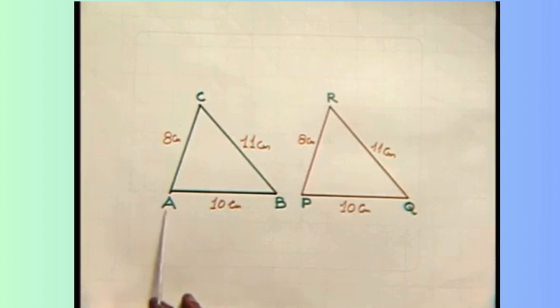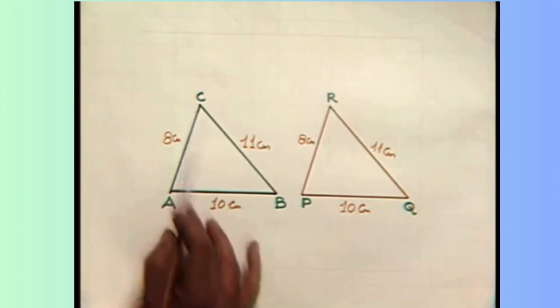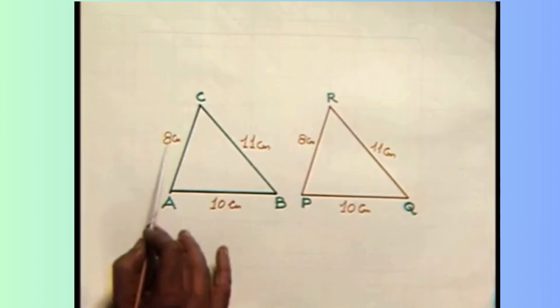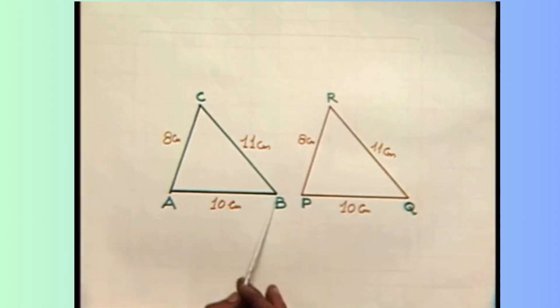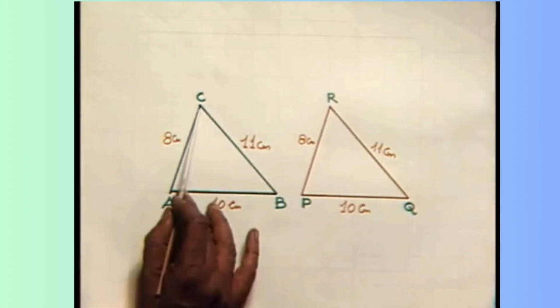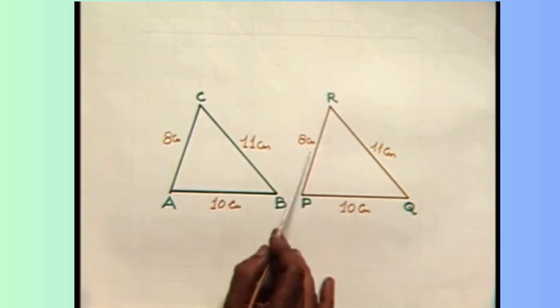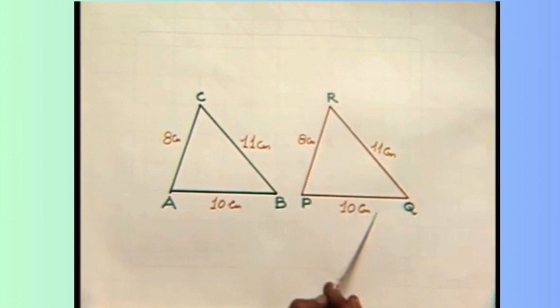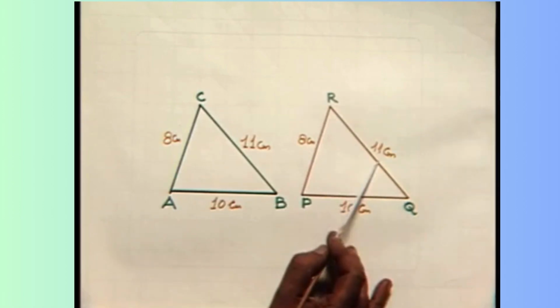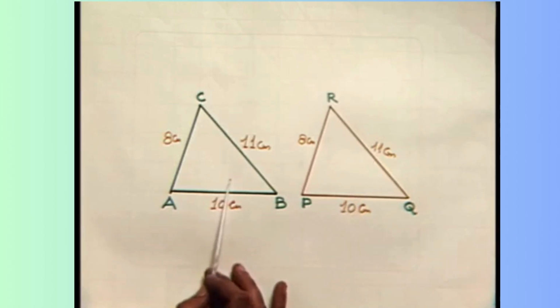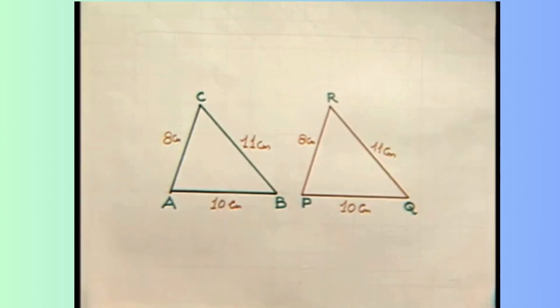In these triangles, triangle ABC and PQR, the side AC is 8 centimeter, side AB is 10 and BC is 11, and for the triangle PQR, this side is 8, PQ is 10 and QR is 11. So that means these two triangles have the same shape and they have the same size.